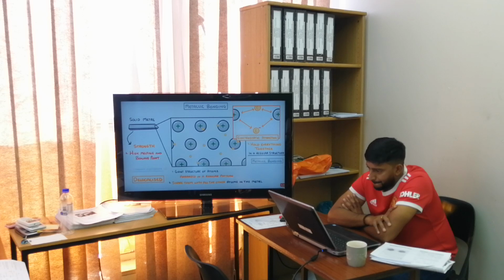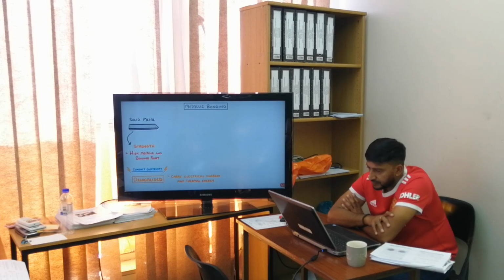They are also good conductors of electricity and heat, because the delocalized electrons can carry electrical current and thermal energy throughout the structure. Another important property is that metals are malleable, which means that they can easily be bent or hammered into shapes, for example into thin sheets.